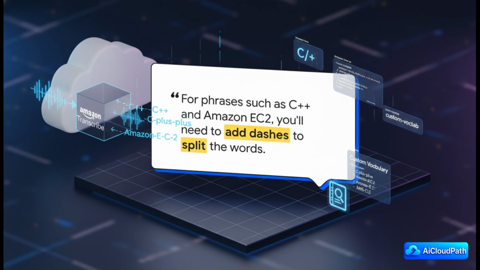And the details here are pretty fascinating. For a custom vocabulary, you sometimes have to teach the system how to hear a certain term. For example, to get it to recognize C++, you'd actually have to write it out as C plus plus. It's these little tweaks that help the AI process those unique phrases perfectly.